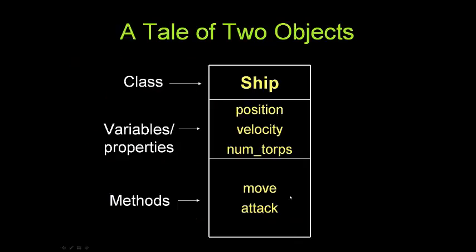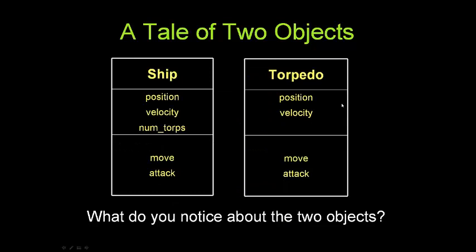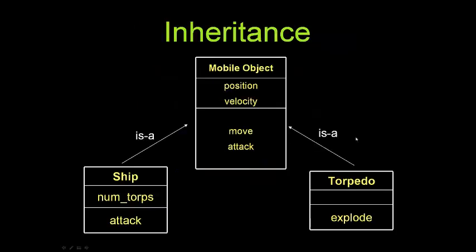Now, it turns out that there are some interesting observations you can make. First is that this is the ship, right? The ship has got 3 state variables, position, velocity, and torpedoes. It has got 2 methods, move and attack, right? And torpedo similarly has got position, velocity, and its two methods, move and attack as well. So you notice something interesting, right? You notice that these two are the same. These two are the same. You go, that's interesting. You suddenly realize that there are some common parts. So you can take out the common parts or abstract it out as a mobile object. So now you see this mobile object here. You see position, velocity, move, and attack.